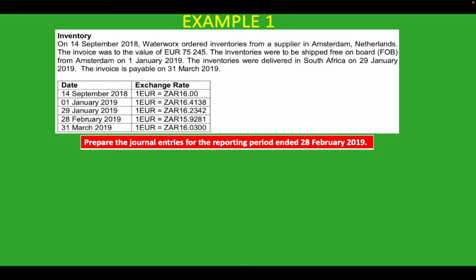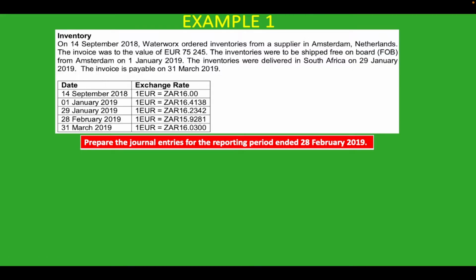It means that if it says free on board, you just have to know, is it free on board from the point that it's being shipped, meaning the shipping point, or is it free on board the destination where it's coming to? Remember, these goods are coming to South Africa from Amsterdam. And so if it tells us free on board from Amsterdam, it means this is free on board shipping point. You might be more familiar with the terms free on board shipping point and free on board destination. Well, we are told here free on board from Amsterdam, meaning shipping point.